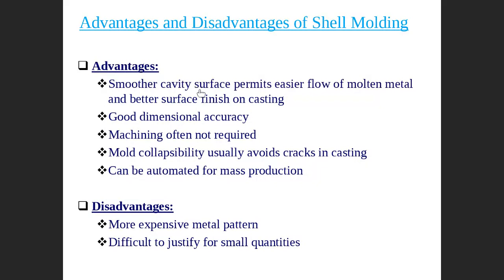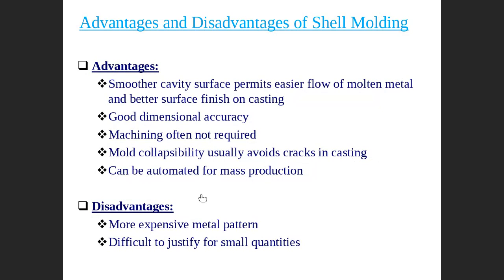Advantages: smooth cavity surface permits easier flow of molten metal, which is why it is an improvement. Good dimensional accuracy compared with sand casting. Machining is often not required. In many cases machining is not required, but if you need higher accuracy, machining could probably be used. Mold collapsibility usually avoids cracks in a casting because there is no moisture.